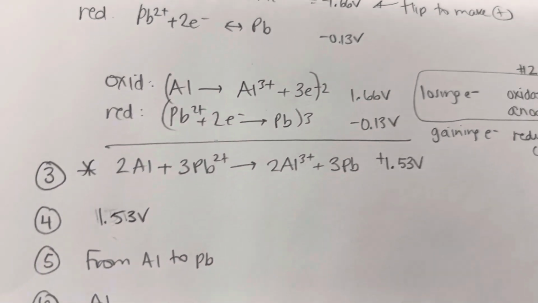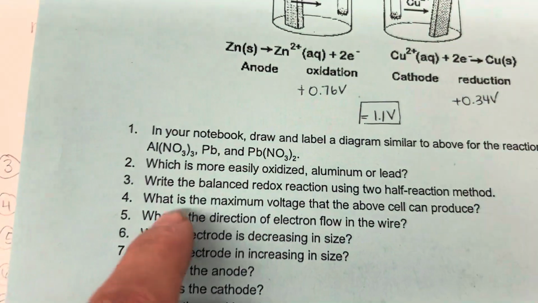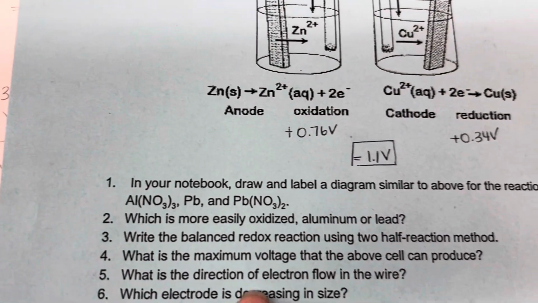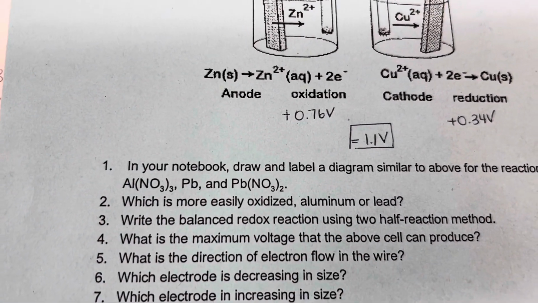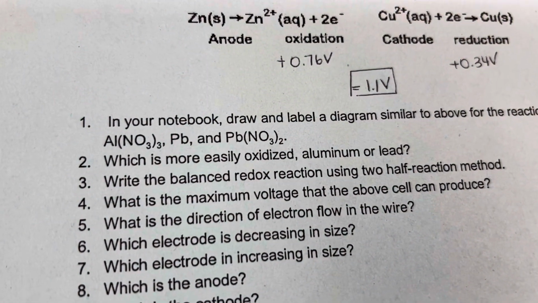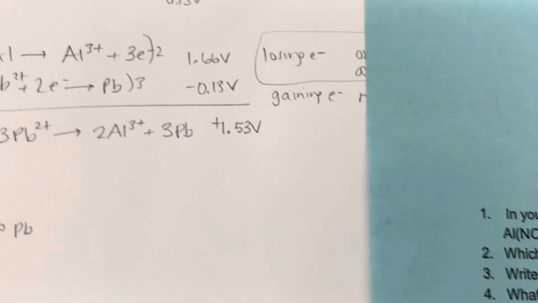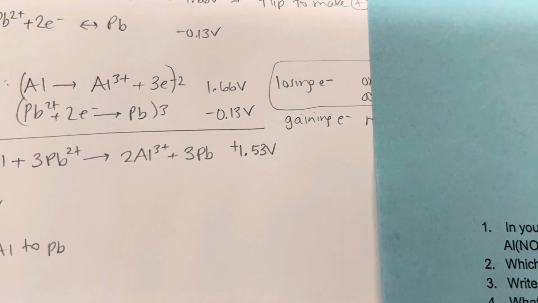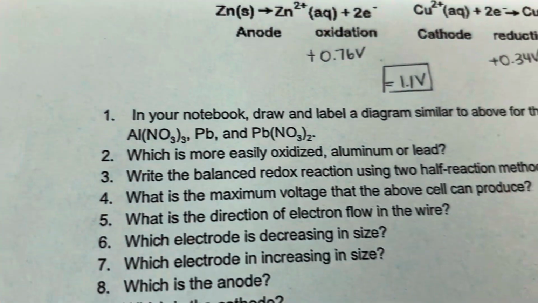Okay. So then it says here on the paper, which is more easily oxidized? You would say aluminum. Write the balanced redox reaction using the 2 half reaction method, which we did right here. What is the maximum voltage that the cell can produce? I added those 2 volts together to get a positive. It has to be a positive voltage, otherwise it's not going to be spontaneous.